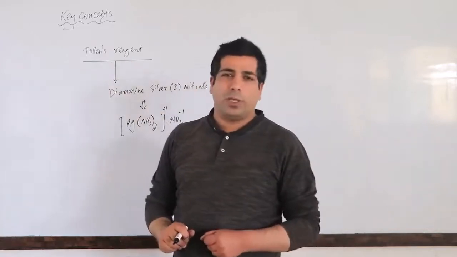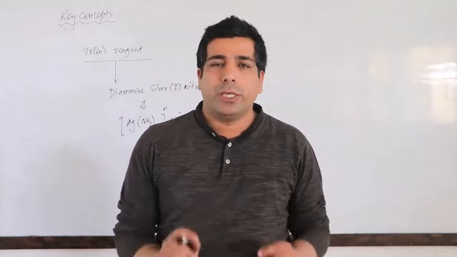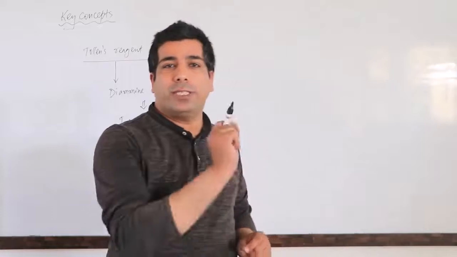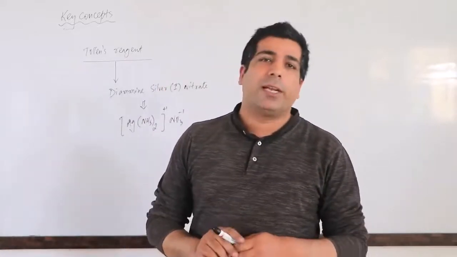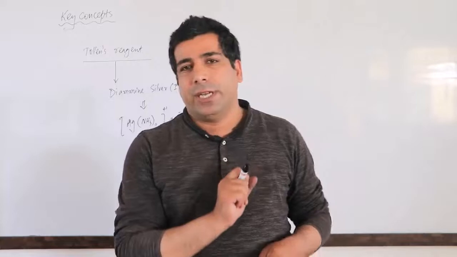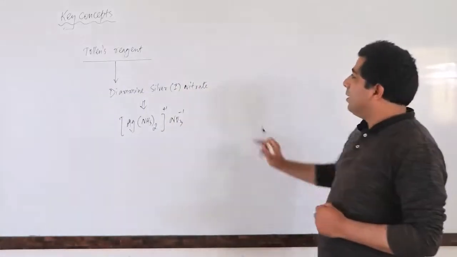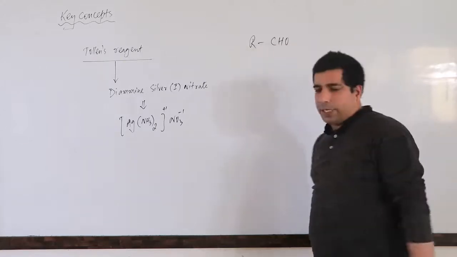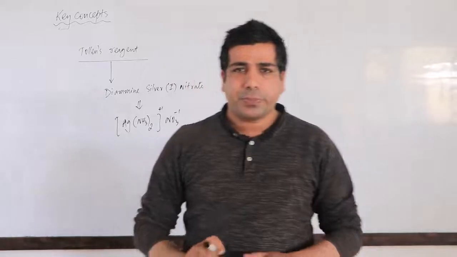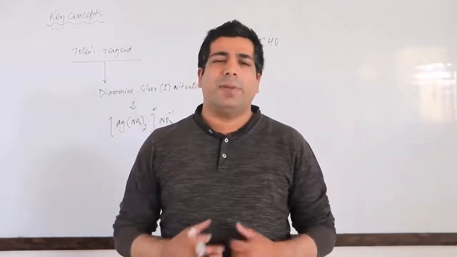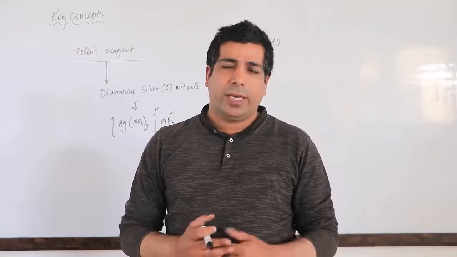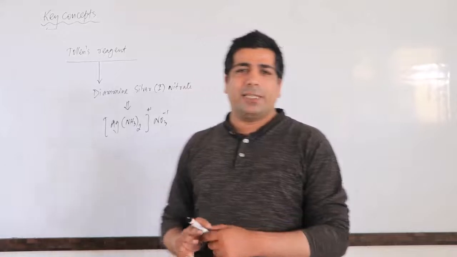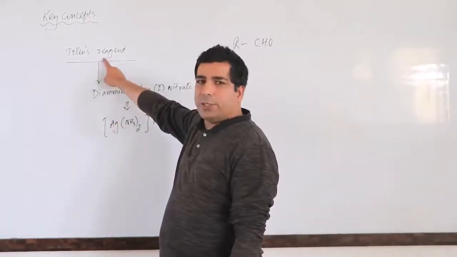So what is the role of Tollens reagent? I told you that sugars can reduce. Which sugars? Reducing sugars can reduce Tollens reagent, correct? So first of all, let us understand, I will take an aldehyde here, because our monosaccharides will mainly have aldehydes, or they will have alpha hydroxy ketonic groups. So let us understand first of all what Tollens reagent does.